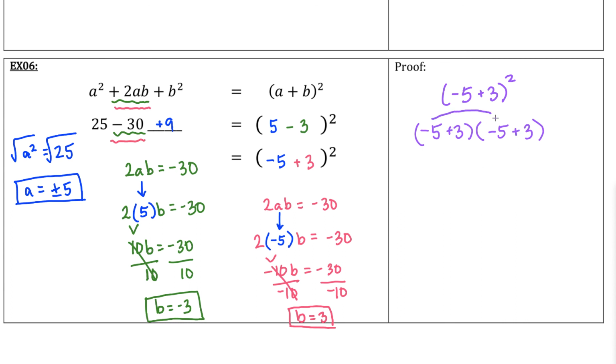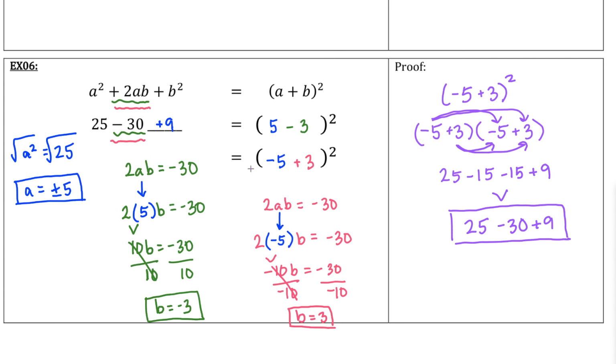Okay, so negative 5 times negative 5 is positive 25. Negative 5 times positive 3 is negative 15. Positive 3 times negative 5 is negative 15. And positive 3 times positive 3 is positive 9. I'm going to combine my two middle terms, and I get 25 minus 30 plus 9. It is a perfect square.